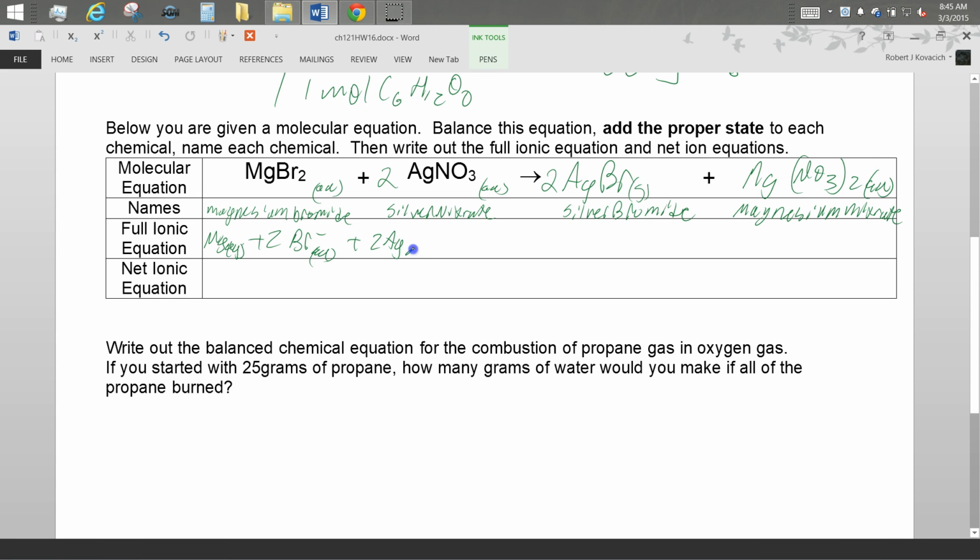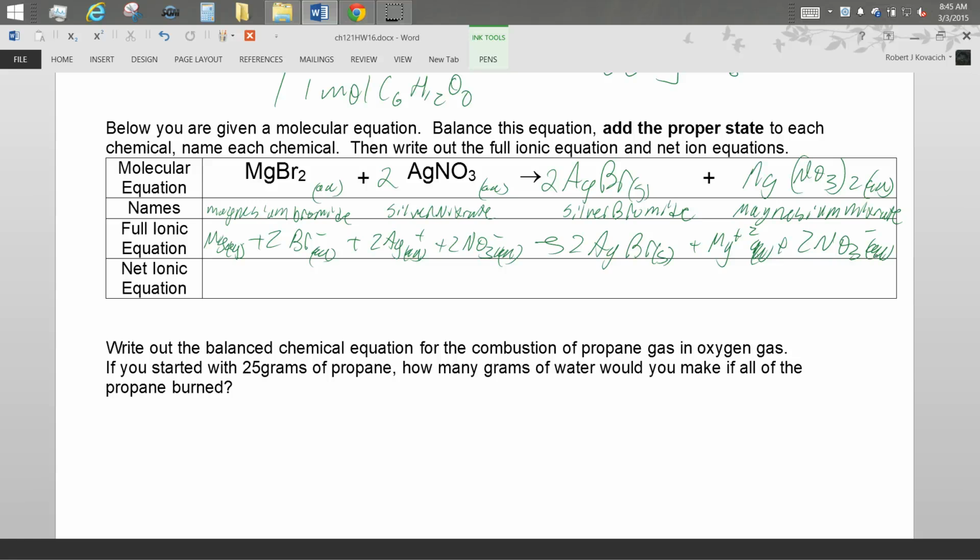So that 2 needs to be out front as a coefficient. Plus 2 silver aqueous and 2 nitrate aqueous. And on the other side, this is still silver bromide as a solid. The only reason that we separated the ones on the left-hand side is because they were all aqueous. That's not the case with the silver bromide. It is a solid, it stays a solid, it's a solid for all 3 of the equations. And then the last one is the magnesium and 2 nitrates. The magnesium is still disassembled because it's aqueous, and so I've got those 2 nitrates out there as well.